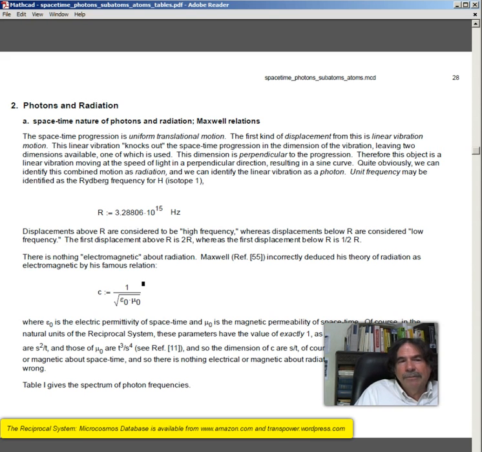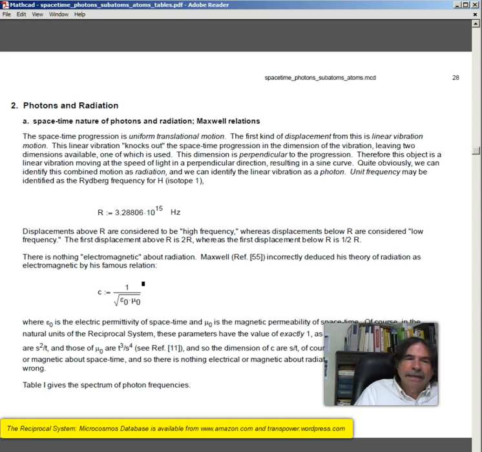Therefore, this object is a linear vibration moving at the speed of light in a perpendicular direction, resulting in a sine curve. Quite obviously, we can identify this combined motion as radiation, and we can identify the linear vibration as a photon. Unit frequency may be identified as the Rydberg frequency for hydrogen isotope 1, R equals 3.28806 times 10 to the 15th hertz. Displacements above R are considered to be "high frequency," whereas displacements below R are considered low frequency. The first displacement above R is 2R, whereas the first displacement below R is 1/2 R.